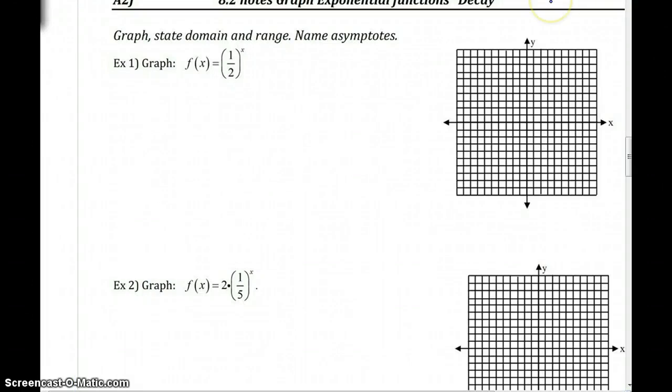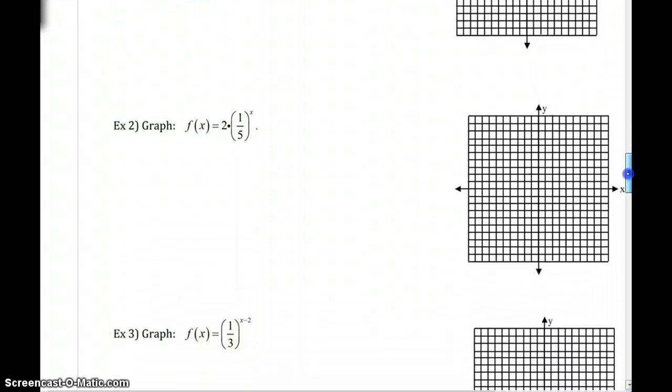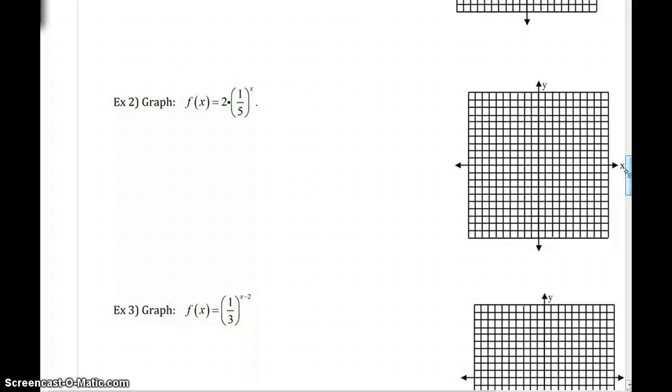Okay, we're going to look at section 8.2, which is really, in all honesty, the exact same concept that we were dealing with for 8.1. It's just that the shape of our curve is going to look a little different. Let's take a look, maybe just jumping into example 2.